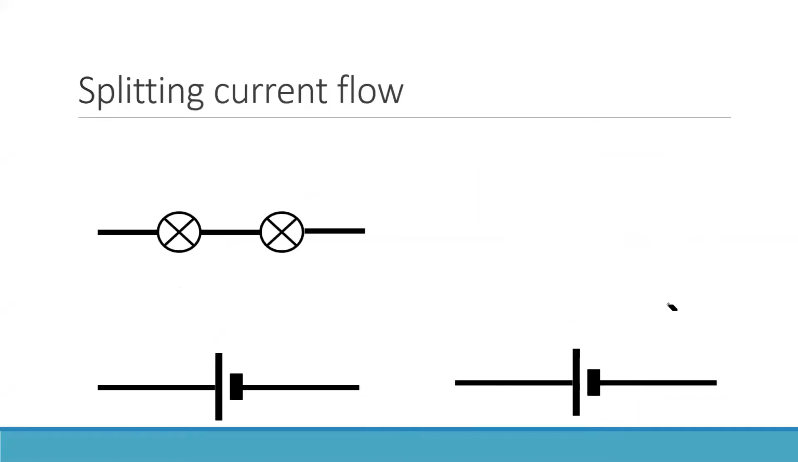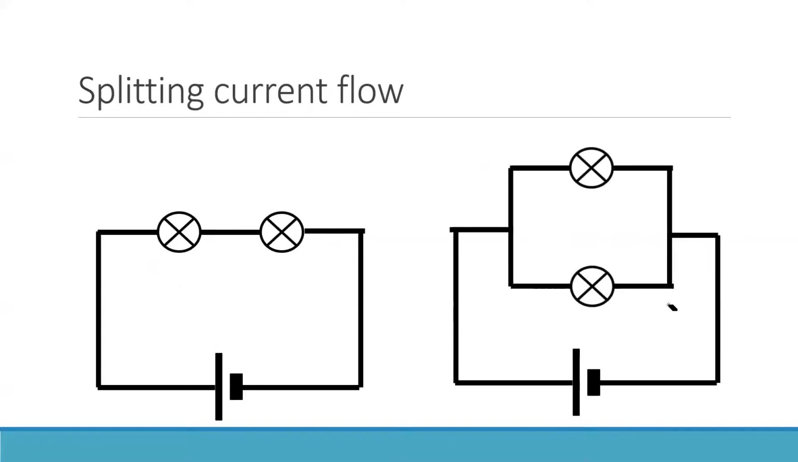Now, I want to talk to you guys about these two circuits here. This is going to be the big comparison between the two. Let's pretend that these two resistors are, let's make it easy. Let's say this is 1 ohm, this is 1 ohm, this is 1 ohm, this is 1 ohm, and we'll say that this is 12 volts.